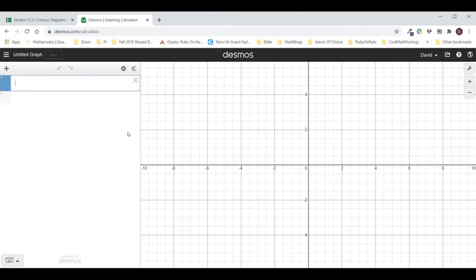We're going to show how to use Desmos to find a nice picture of the contour diagrams. And then we'll try to follow that up with what we can do to actually make them really useful.